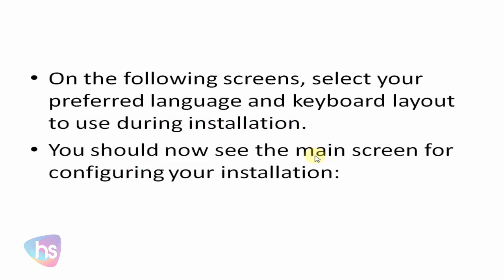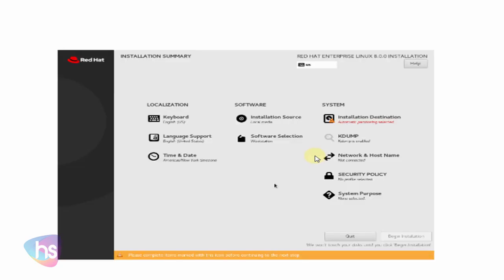Following the screen, select your preferred language and the keyboard layout of the keyboard you are using during the installation. You should now see the main screen for configuring your installation. You will observe the icons of the features and options which you need to choose while starting the installation. This is the installation summary.